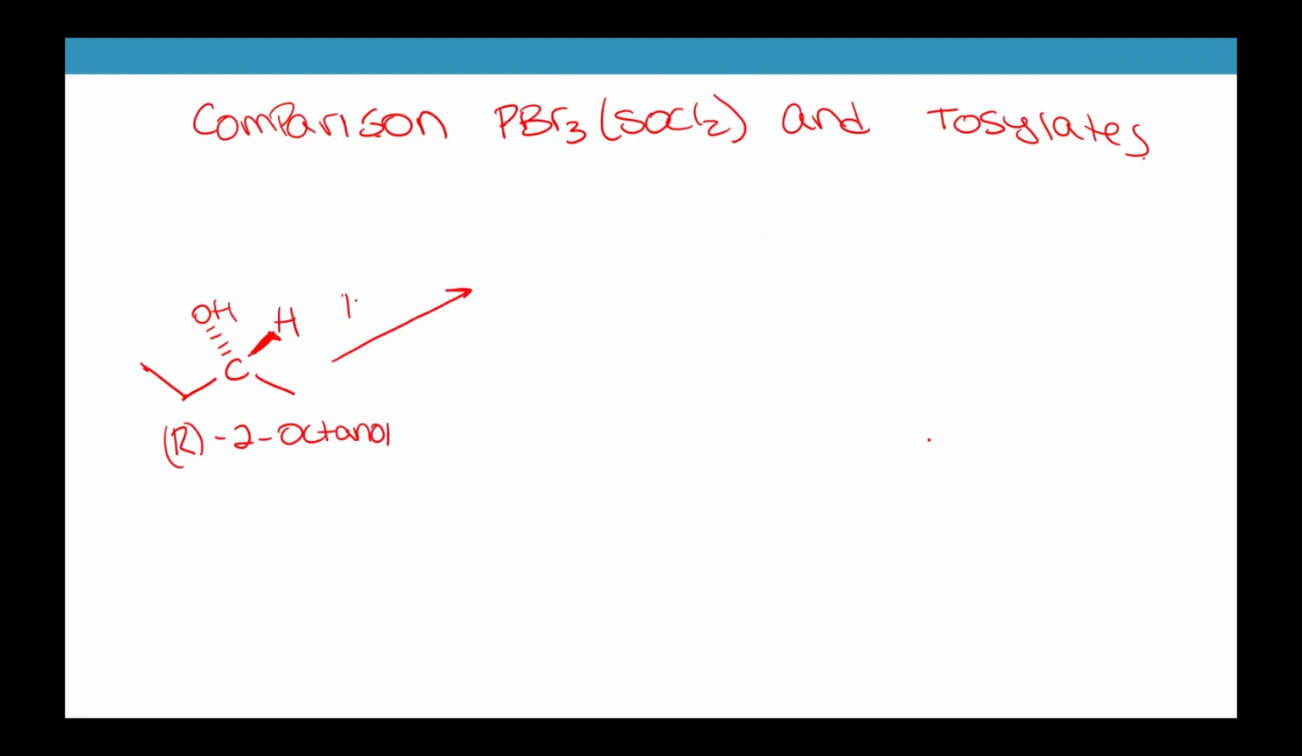If we treat this with PBr3, an SN2 reaction will occur at the alpha carbon. And so we will invert the stereochemistry. So the hydrogen is forward, and now it's going to be back there. And now this is S. We went from R to S.